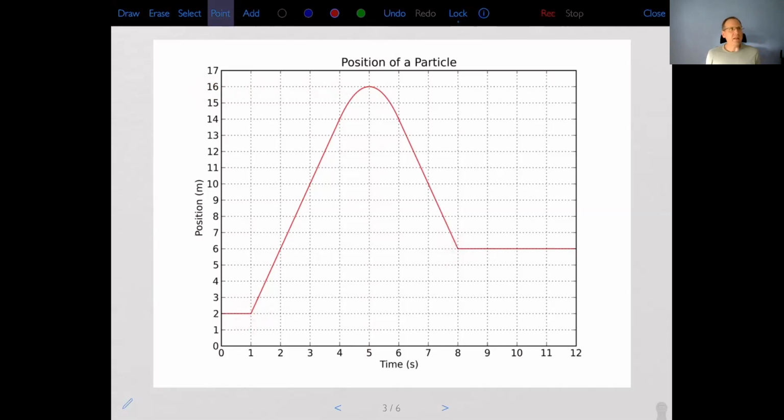So what does it mean for something to be accelerating? It means its velocity must be changing somehow, right? And if I have a position versus time graph, what does it mean for the velocity to be changing? It must mean that the graph is curved, right? The slope must be changing because the slope represents the velocity of the position versus time graph.